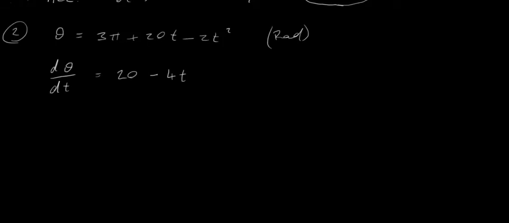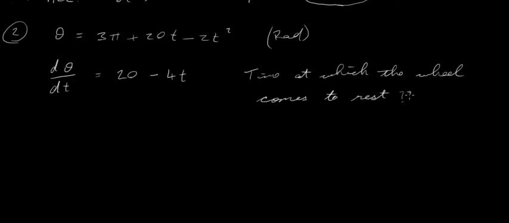Okay, so if we want to know, for example, the time at which the wheel comes to rest. So that's what we want to know: what time does it come to rest at? Well, it comes to rest when its speed is 0, or the rate of change of its angle with respect to time is 0. In other words, 20 minus 4t will be 0. And you can see that if you solve that, bring the 20 over here, it becomes minus 20 divided by minus 4, and you will get 5 seconds. So it takes 5 seconds for this wheel to come to rest.